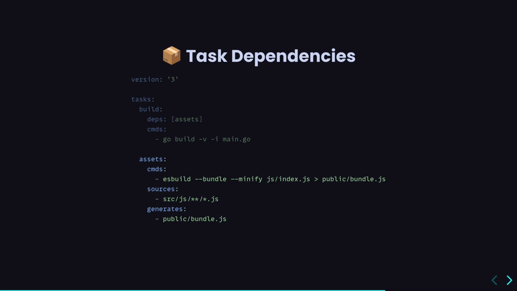So we'll run this assets job first, and since we're providing sources and generates, we don't need to unnecessarily run this and slow down our development time, which even by a couple of seconds can be annoying if you need to do it quite often. And then it'll go back and run that go build command above, which is really nice.